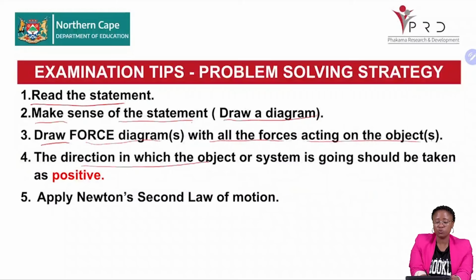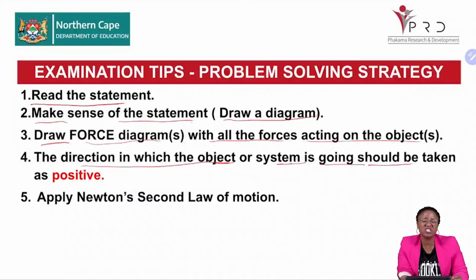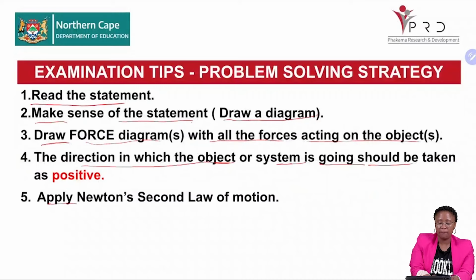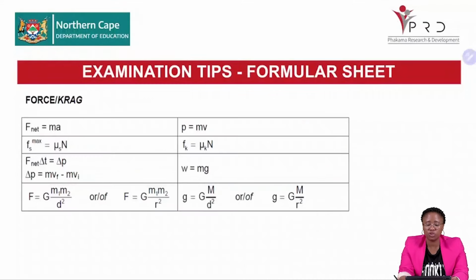The direction in which the object or the system is going should be taken as positive. This is the advice that I'm giving you, that you take the motion of the object as positive. But there's nothing wrong if you want to take the direction of the motion as negative, as long as you are going to be consistent with it. But this just makes more sense, so let's take the direction of the motion as positive. Apply Newton's second law of motion equation. Very, very important to do that.